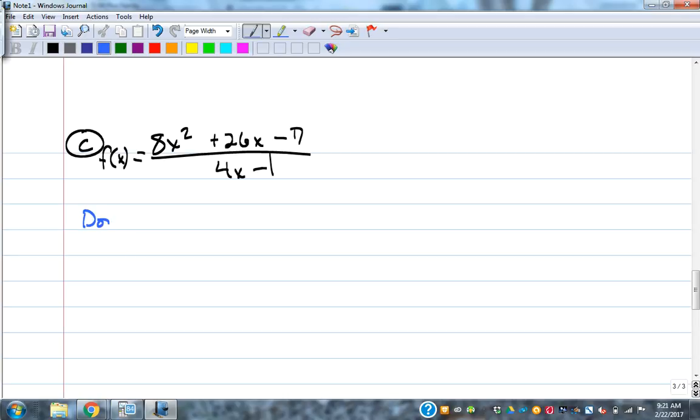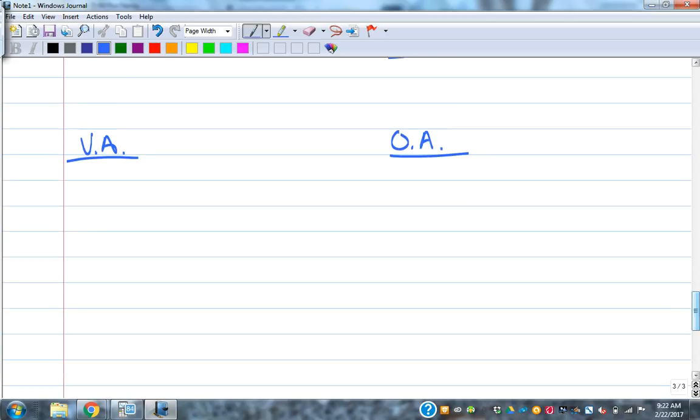So again, we're going to do domain, range, or well, not range, but horizontal asymptote, oblique asymptote. Why is this one oblique? Yeah, the degree of the top is 1 more than the degree of the bottom. Okay. So if we want to go ahead and do that oblique, let's do that long division that goes with it.